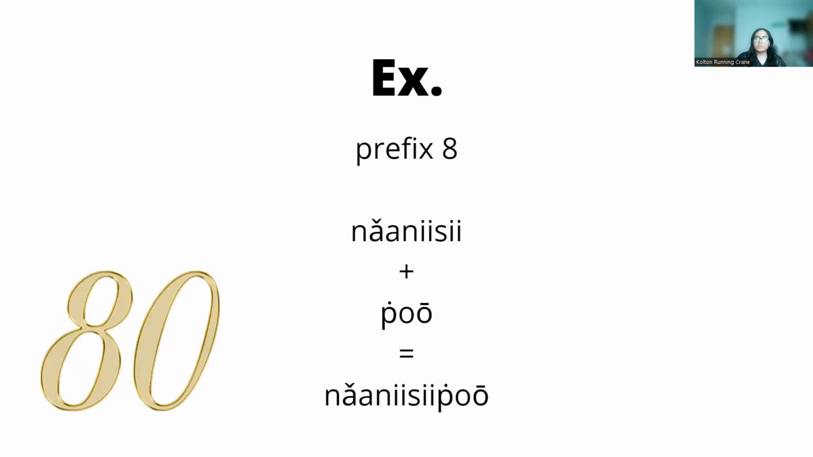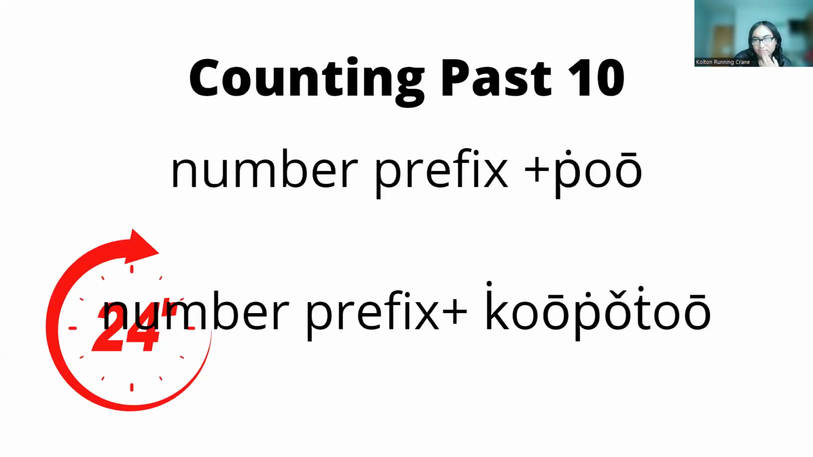Do you understand? Just to reiterate, in case it doesn't make sense, when you're counting the teens, which is 11 to 19, you're taking the prefixes that we went over and adding them to gupatu. And when you're counting by tens, you take the same prefixes, but add bu. So for instance, nanisipu is kind of like saying 8 tens.